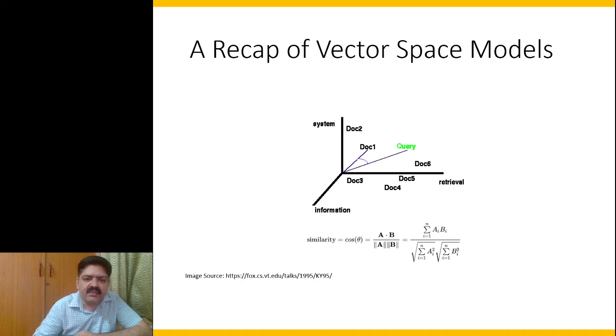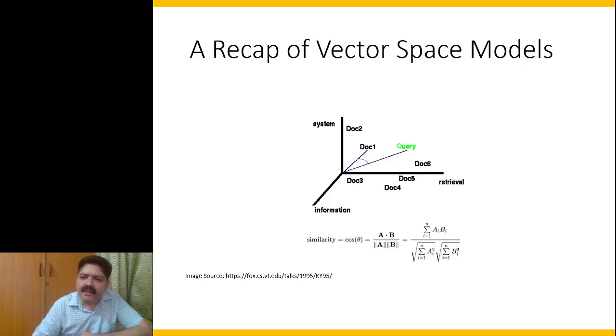I could make these vectors unit vectors at the time of preparing this index, so matching is faster. And then I compute similarity between two vectors. So let's say there's a query vector and there are several document vectors. The similarity between document and query vectors is simply the cos theta between them, or in other words, it's simply the normalized version of A dot B.